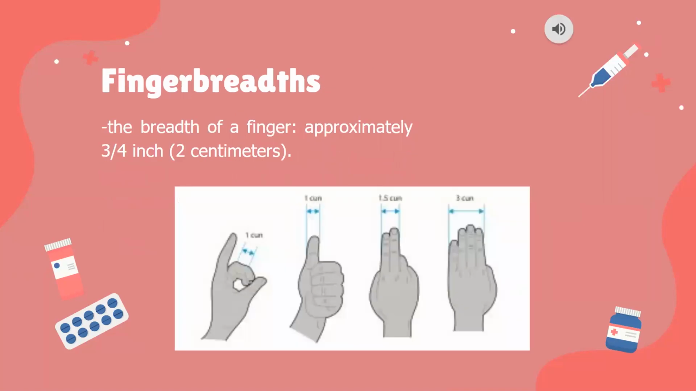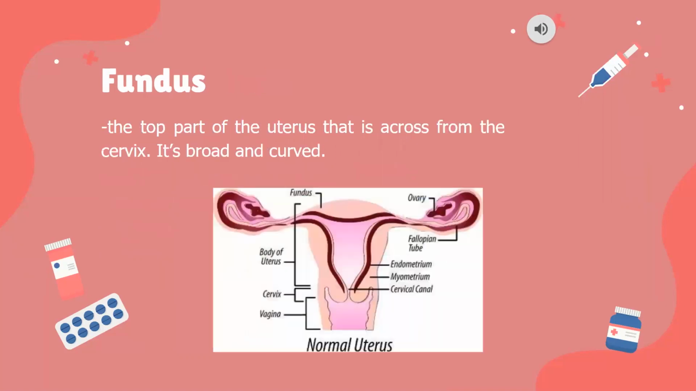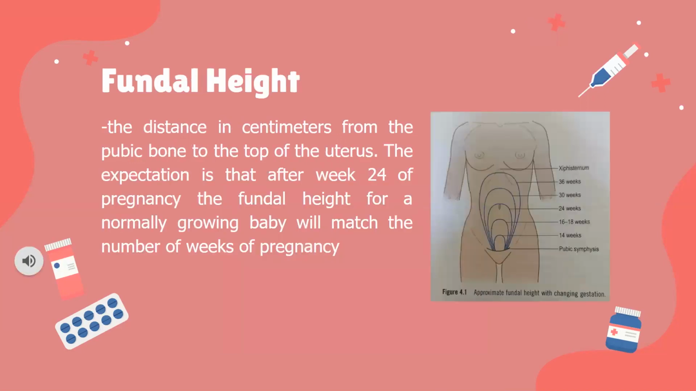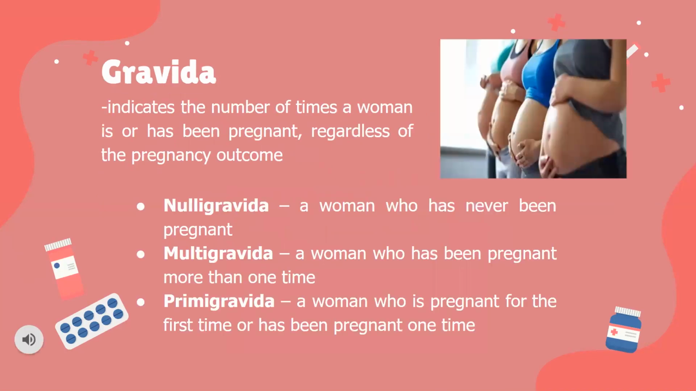Next, we have the finger breadths, which is the breadth of the finger and is approximately 2 centimeters. Next, we have the fundus, which is the top part of the uterus. Now we have the fundal height, which is the distance in centimeters from the pubic bone to the top of the uterus. The fundal height of a normal growing baby matches the number of weeks of pregnancy.